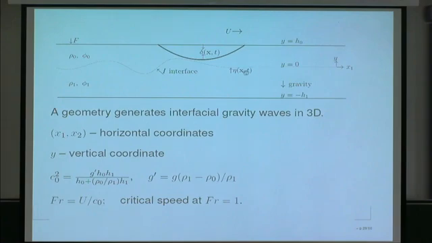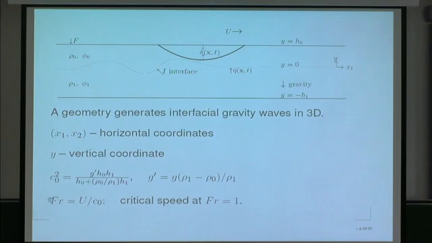The interface has an elevation, a function of x and time, or space and time. And then I have density rho 0 in the upper layer, rho 1 in the lower layer, and potential phi 0 in the upper layer, potential phi 1 in the lower layer. This is under the action of gravity, and I have a horizontal bottom.